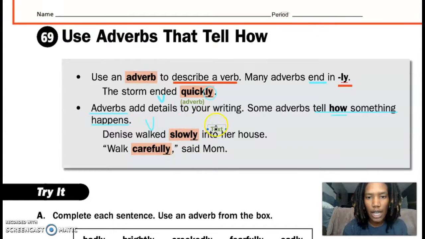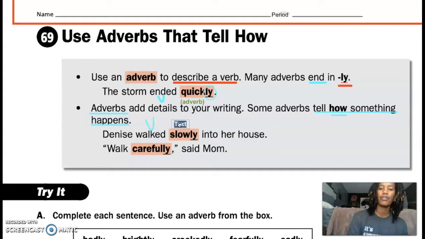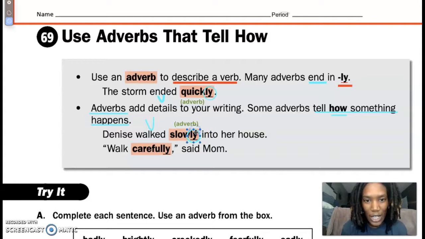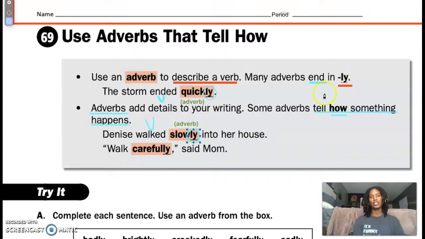So slowly is our adverb, okay? Now, if you notice, slowly also has an ly on the end, right? Didn't they say that many adverbs end in ly? Yeah, slowly. How does she walk? She walks slowly, all right?